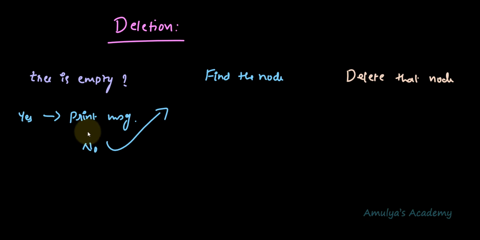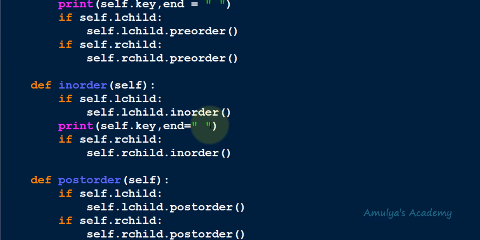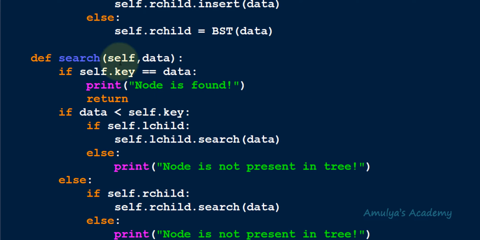Next, if the tree is empty, we'll print the message. If the tree is not empty, then what do we need to do? We need to find the node, whether it is present in the tree or not. If it is present, then where it is present. We need to find that node. In other words, we need to perform the search operation. We need to find whether that node is present or not. To do this, you can call the search method. Here we already defined the search method, right? You can call this search method and find whether the node is present or not.